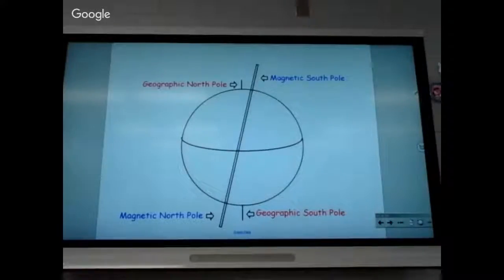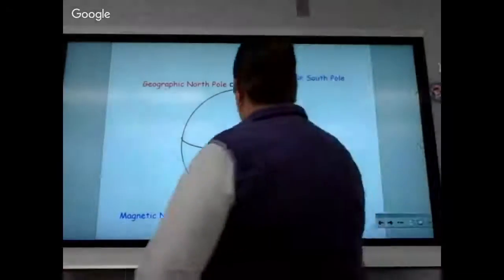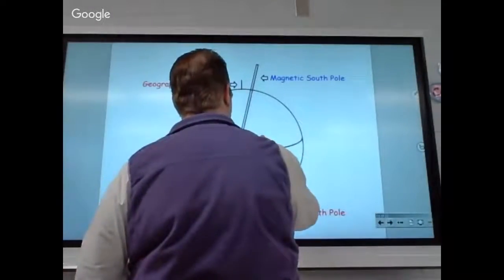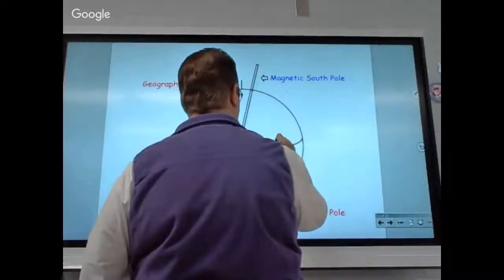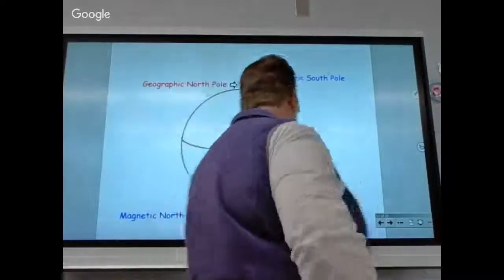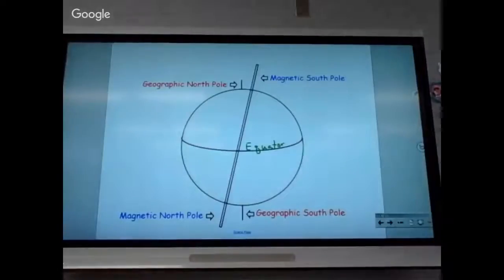Now, as you're drawing, notice I have labeled the poles in two ways. I'm drawing the Earth. This is what that's supposed to be, the Earth. This is supposed to be the equator. That's the equator. And then I've labeled the geographic North Pole and the geographic South Pole.